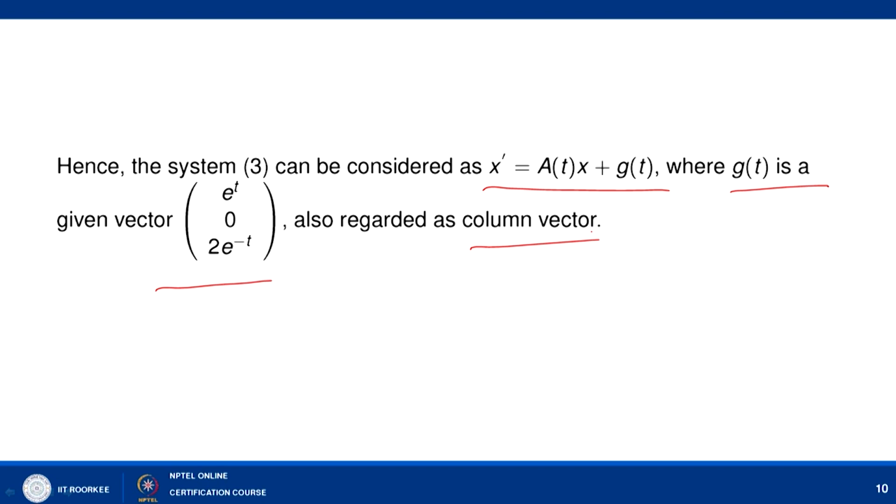Now if you look at g(t), basically it is a vector valued function. For each t, e to power t gives you a real value and 2 e to power minus t gives you a real value. So for each t, g(t) belongs to R 3 cross 1. So g(t) gives you a 3 cross 1 vector for each t.